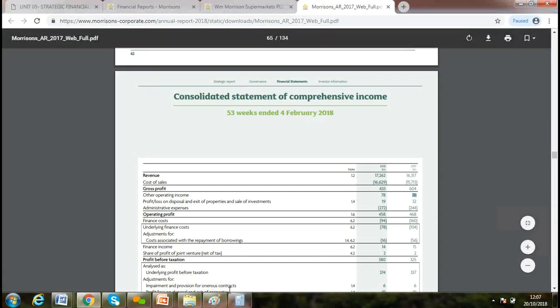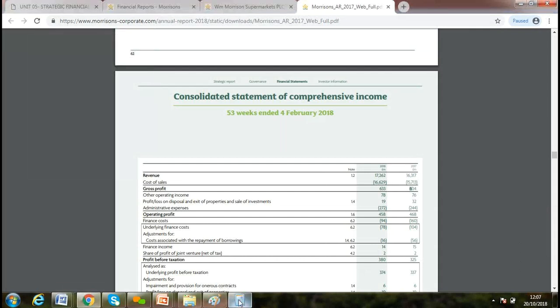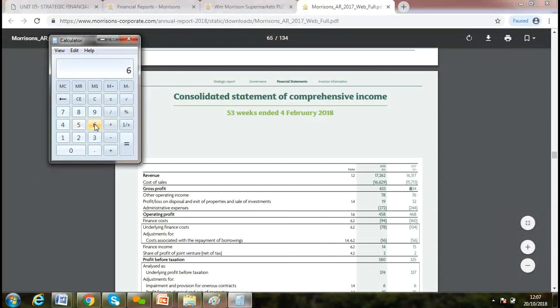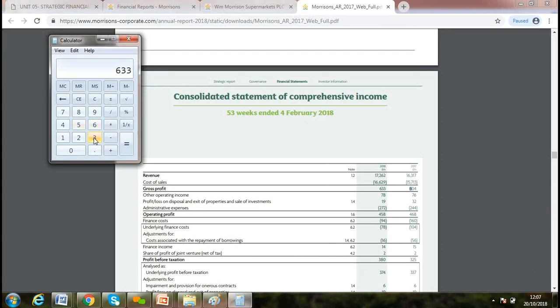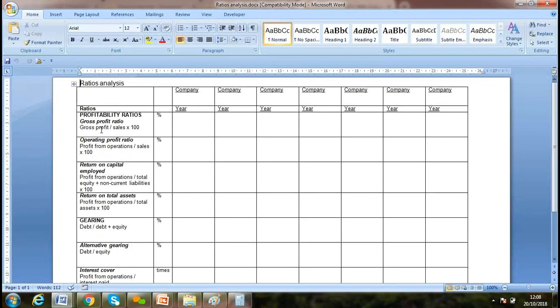So you will see there, if I look last year, my gross profit was 604 million, and this year I have my gross profit is 633 million. So take the difference, 29 million is how much our gross profit went up. So if you need to calculate the ratio, I'll go back to my formula sheets.